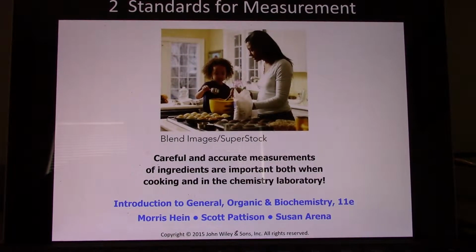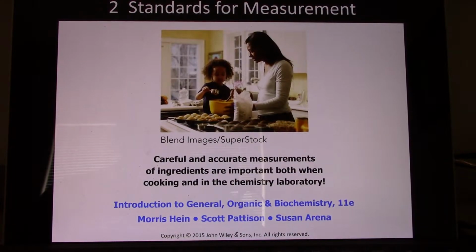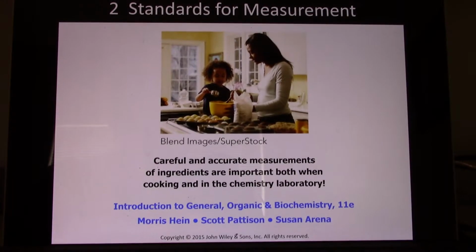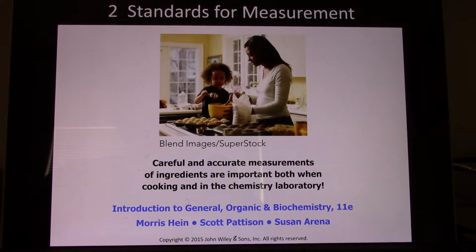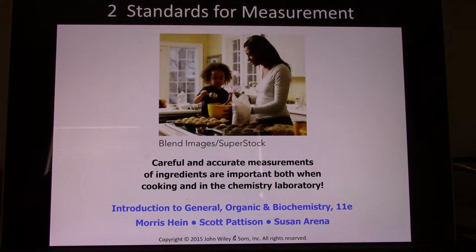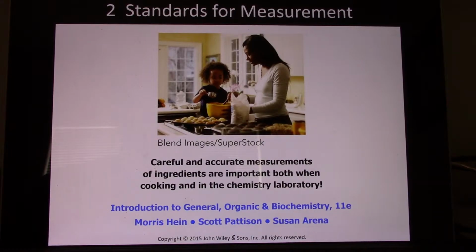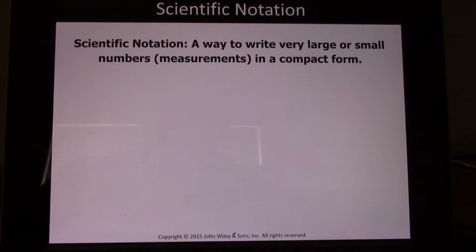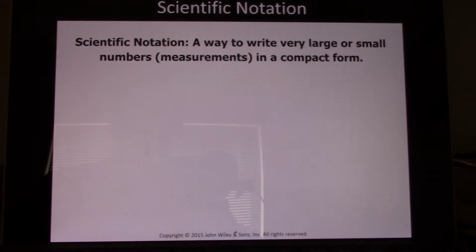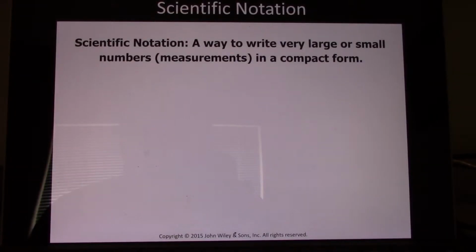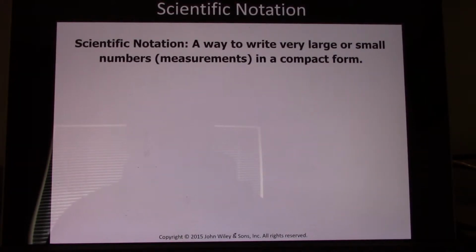Chapter 2, Standards for Measurements. Measurements are key in all of scientific endeavors. And basically what makes up a measurement is you have both a number and a unit, which expresses a value of something. We're going to run into scientific notation. Scientific notation is a way to write really big numbers, or to write really small numbers.